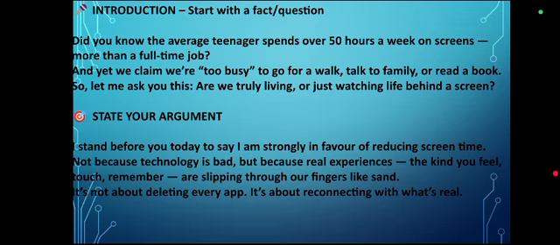Now, this is the statement you are arguing for. You must state whether you are for or against. I stand before you today to say I am strongly in favor of reducing screen time, not because technology is bad, but because real experiences, the kind you feel, touch, and remember, are slipping through our fingers like sand.